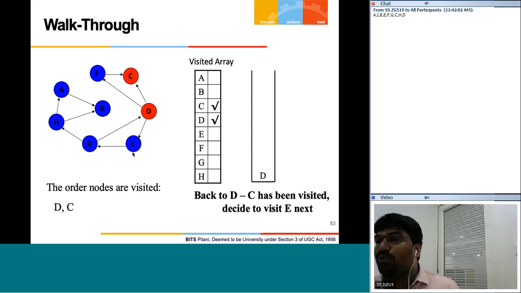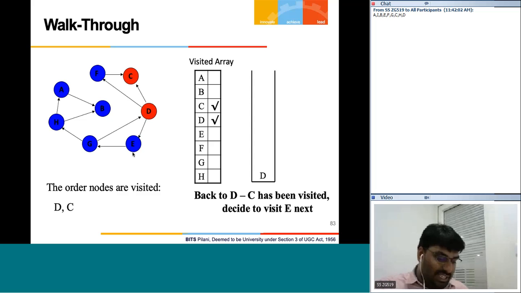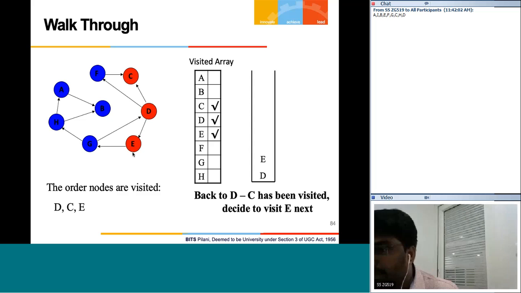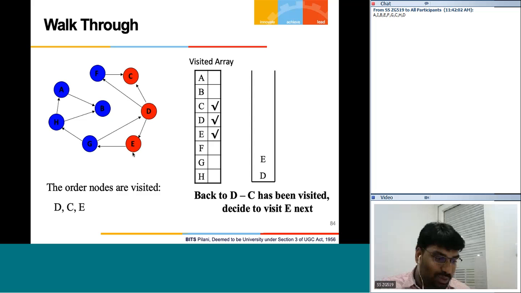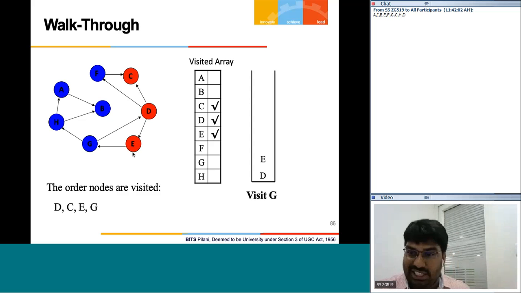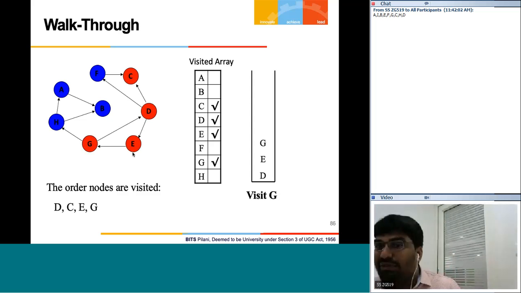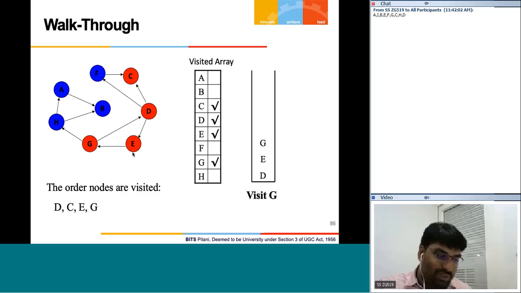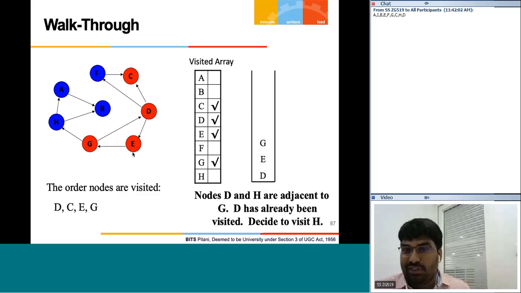So which one will you choose? Let's say we have decided to visit E. So I have visited E. Now, after E, can I go further? Can I go to G? What is the adjacency of G? Yes, so let me go to its adjacency. So G is visited. After G, what all can I visit? I can visit H or I can visit D. But D is already visited, so I have to visit H. Now you got H visited.